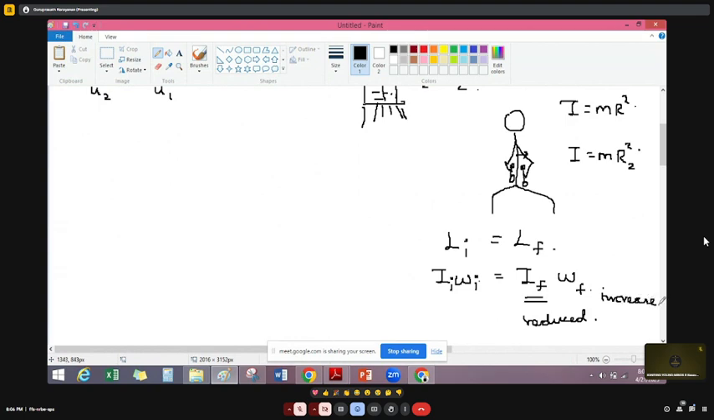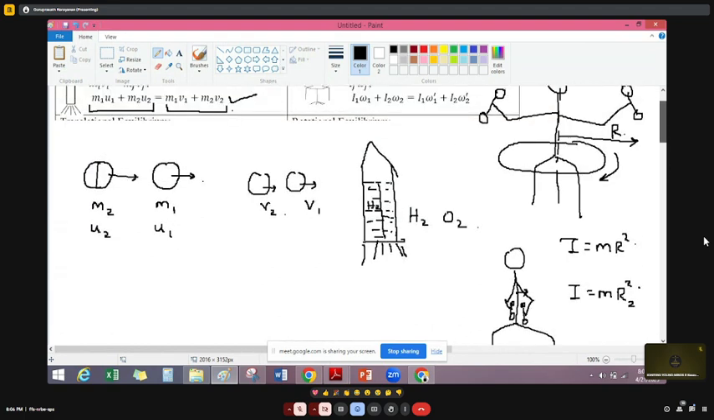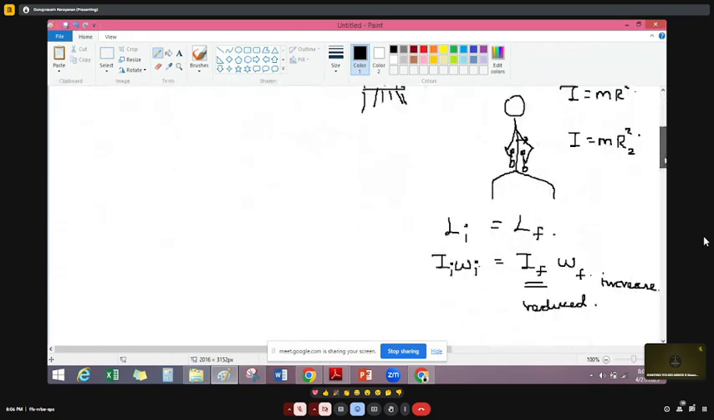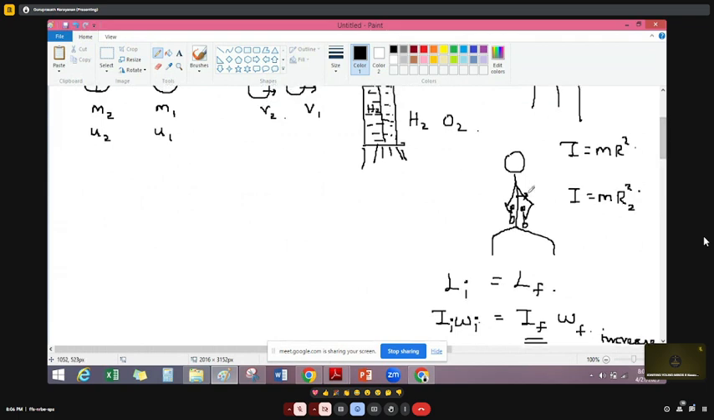And this is the concept many sportsmen and dancers use. Ballet dancers, right? When they want to increase the speed, they will bring their body closer, arms closer. When they want to reduce the speed, the ballet dancers will extend their arms and legs, and they'll stand on one leg, and then they will extend all their legs and arms. Why? Because the moment of inertia increases, which means omega speed will decrease, the rotational speed.